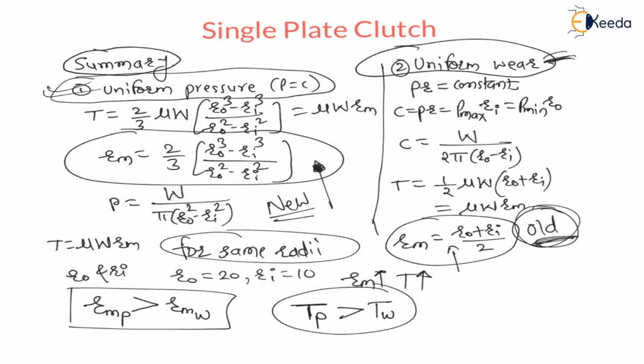The important points are, the maximum life of a clutch is under old condition, therefore if nothing is mentioned in the numerical, then always try to use uniform wear theory. And if uniform pressure theory is particularly mentioned in the question, then use uniform pressure theory. And if the same radii are given, that is inside radius and outside radius, the mean radius of friction as per uniform pressure theory is always more than the mean radius of friction as per uniform wear theory. Therefore, torque transmitted by uniform pressure theory is more than torque transmitted by uniform wear theory.